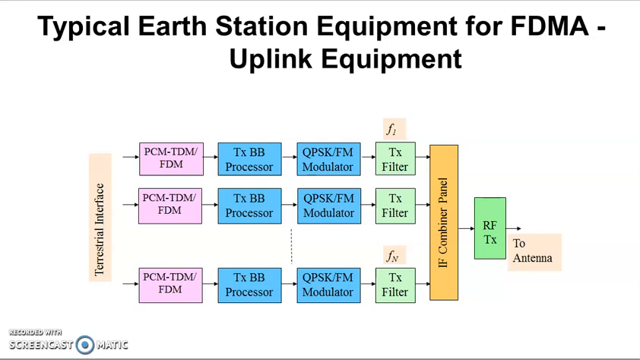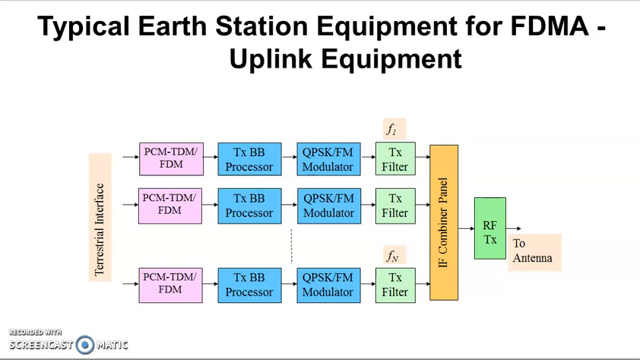Now the typical earth station equipment for FDMA, the uplink equipment. We have seen earlier, in module 2, the earth station equipment. We have a terrestrial interface, whether analog or digital. According to that, we can use PSK, FM, FDMA there, or PCM, TDM, FDM if it is a digital one.